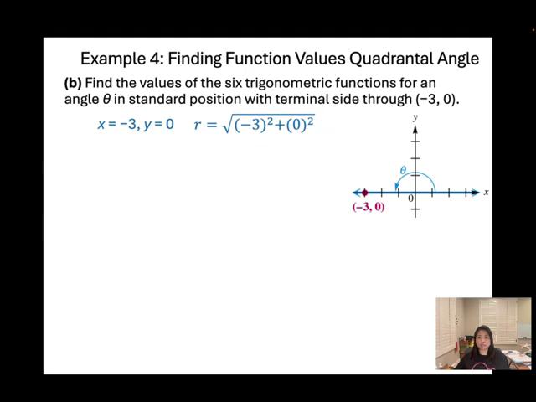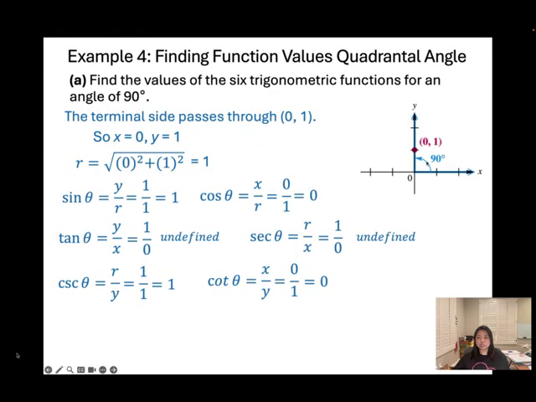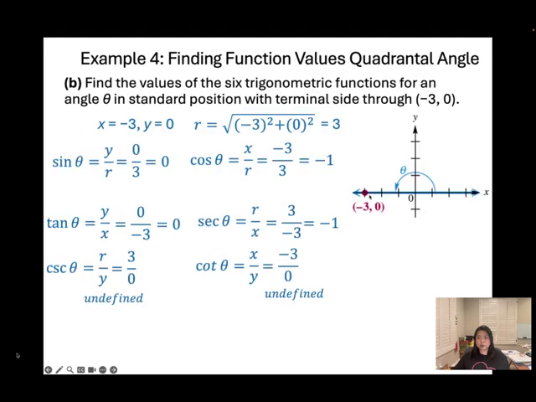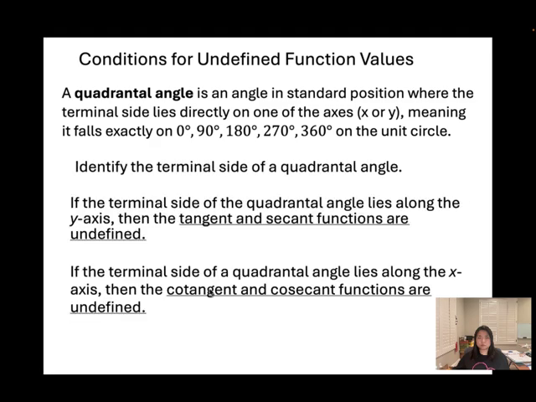Y-axis. Okay, just like this example. Y-axis, so tangent and secant will be undefined. When your angle lies on the x-axis, you will get undefined for cosecant and cotangent. Okay, if the terminal side of the quadrantal angle lies along the x-axis, then the cotangent and cosecant functions are undefined. So this is example 3, and this is going to be example 4.